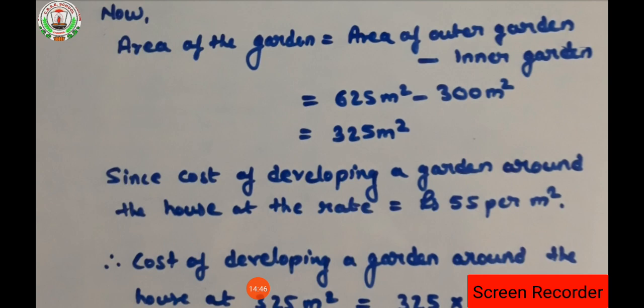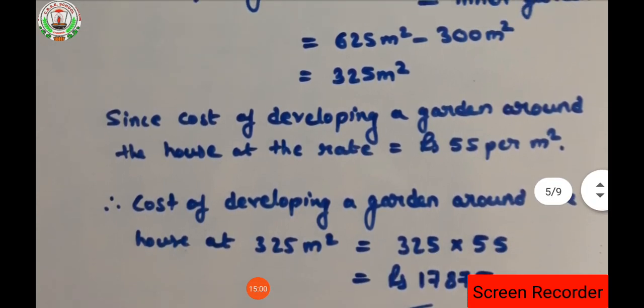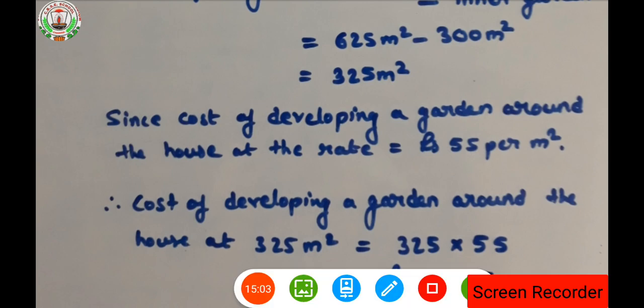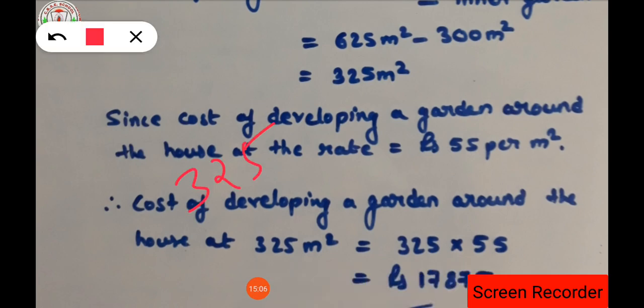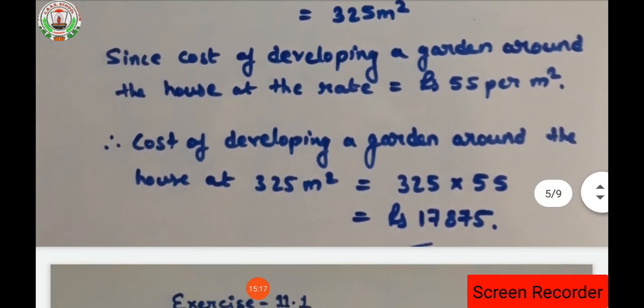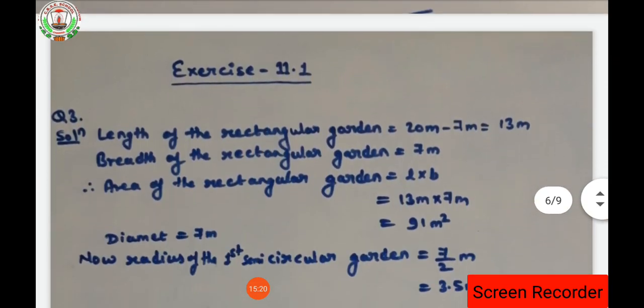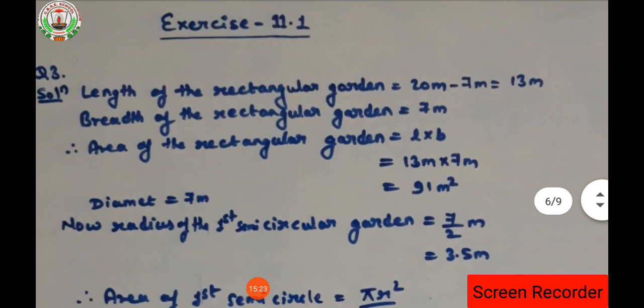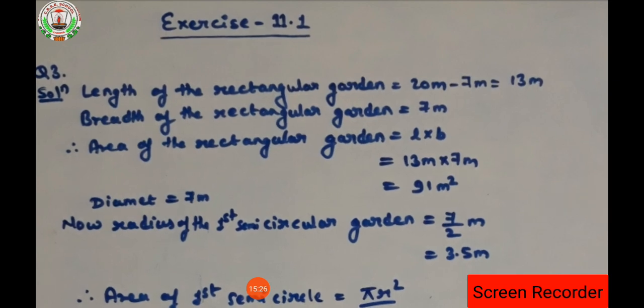Now what is the cost required for developing a garden around the house? That is 55 rupees per meter square. Per meter square means 1 meter square requires 55 rupees, and the total area we have is 325 meter square. So how much cost is needed? For that, we have to multiply 325 into 55, isn't it? Then only we will get the actual cost of developing. It is 17,875 rupees required for developing that garden. Clear everyone? Next, question number 3.